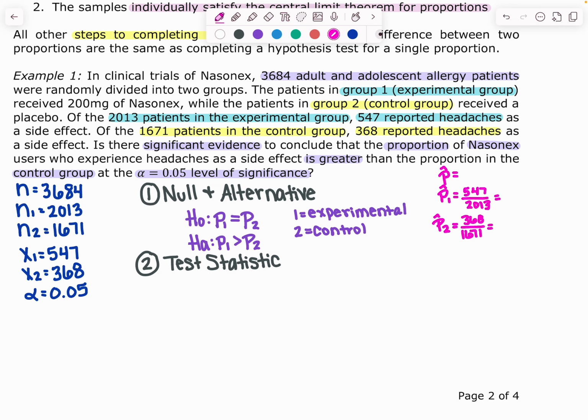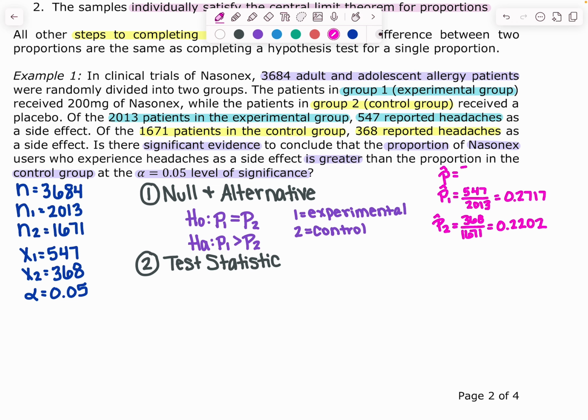So let's figure out what those are real quick. So 547 over 2013 is 0.2717 and 368 over 1671 is 0.2202. So it definitely looks like P1 is bigger than P2 from the samples, but is it bigger enough? Remember, we need it to be significantly bigger.